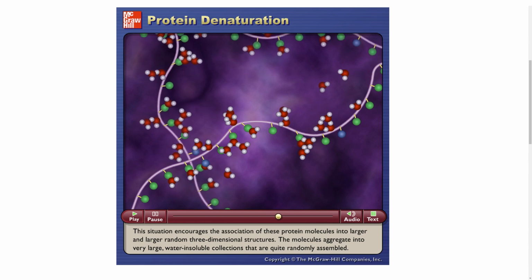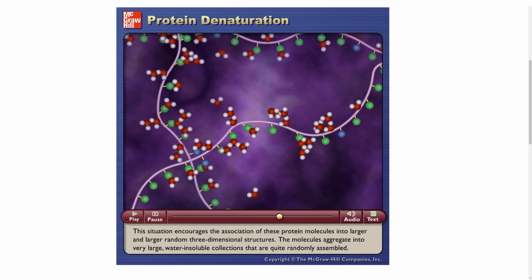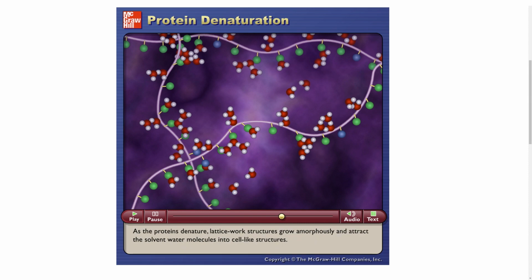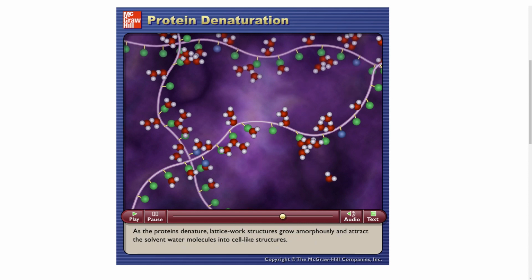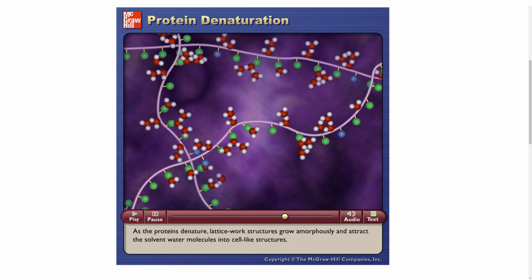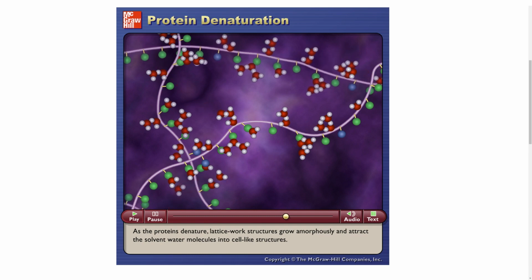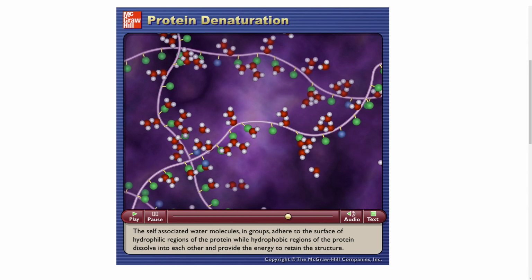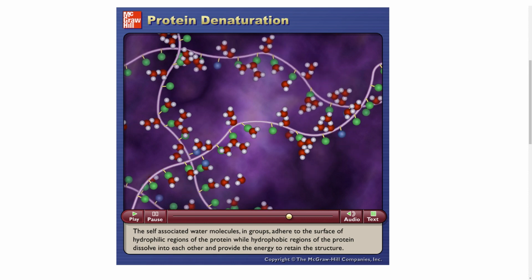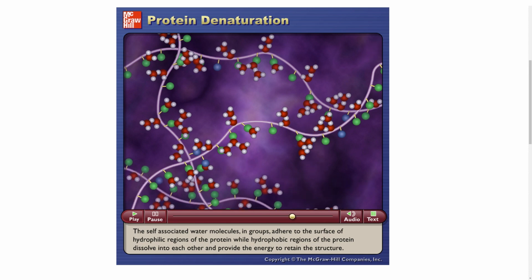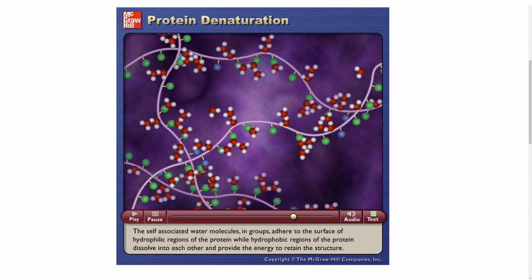The molecules aggregate into very large, water-insoluble collections that are quite randomly assembled. As the proteins denature, latticework structures grow amorphously and attract the solvent water molecules into cell-like structures. The self-associated water molecules, in groups, adhere to the surface of hydrophilic regions of the protein, while hydrophobic regions of the protein dissolve into each other and provide the energy to retain the structure.